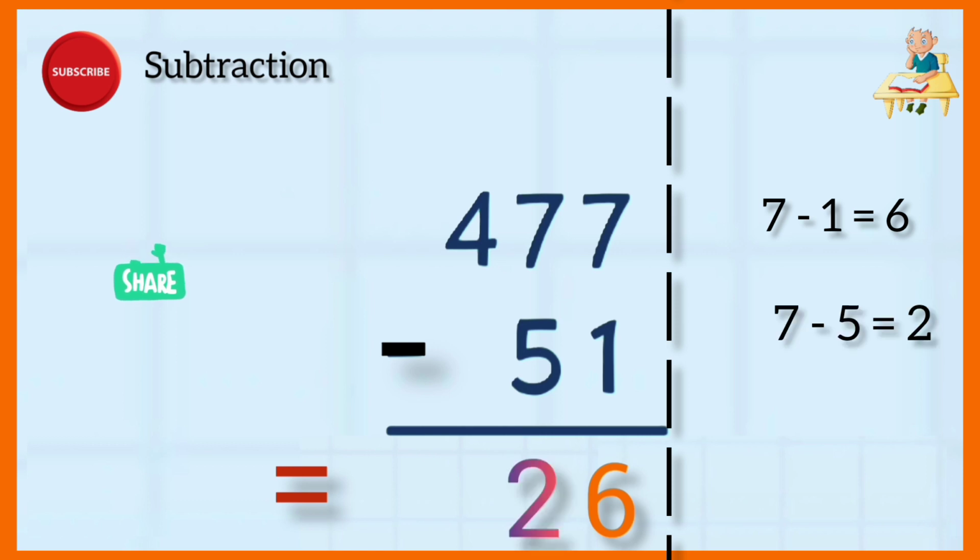477 minus 51. 7 minus 1 is equal to 6. 7 minus 5 is equal to 2, and 4 is equal to 4.